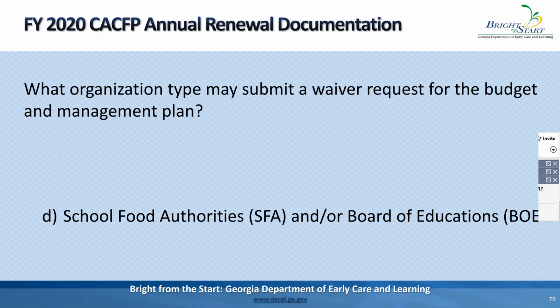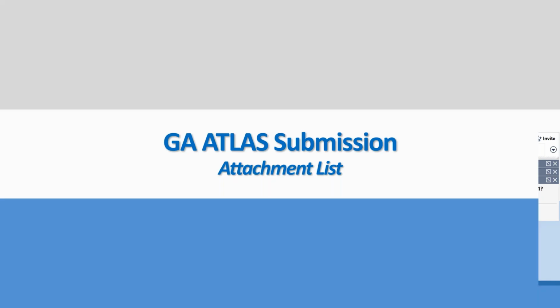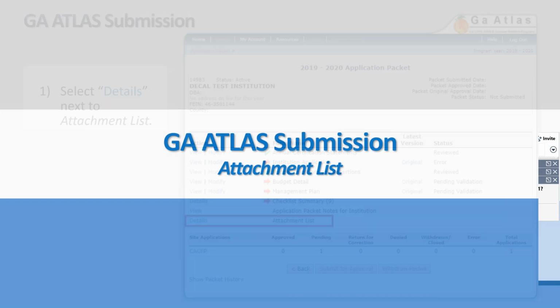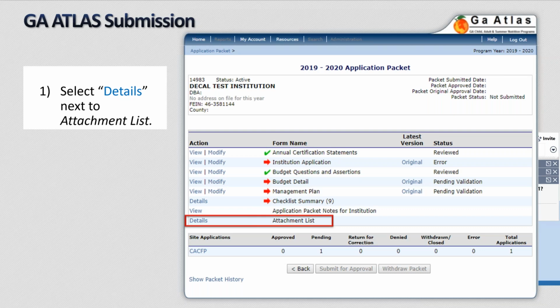Now let's move forward into the Georgia Atlas submission attachment list. In this last section, we will discuss where and how to submit and upload all the required annual renewal documents and/or forms. The attachment list captures all other documentation supported by the organization that was not uploaded in the checklist summary. The attachment list can be used to upload supporting documentation that is requested by DECAL. First, click on the detail link to access the attachment list. Okay.